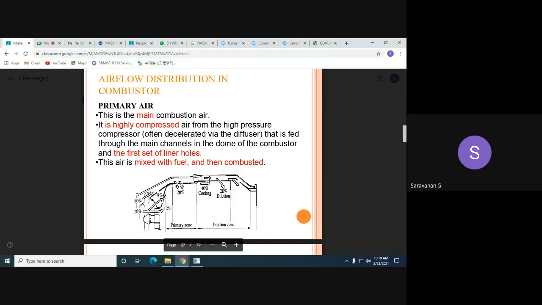So as I mentioned earlier, the primary air zone will be allowed to take some amount of air, which is called the main combustion air. It is highly compressed air from the high pressure compressor, taken from the diffuser after the compressor. That is fed into the main channel in the dome of the chamber and the first set of liner holes. That air is mixed with fuel and then it gets combusted.